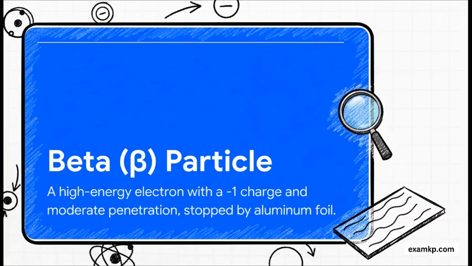Next on the list is the beta particle. This one's basically a super high-speed electron. And since it's an electron, it's got a negative 1 charge. It's way smaller and faster than an alpha particle, so it can punch through a bit more. You'd need something like aluminum foil to stop a beta particle.